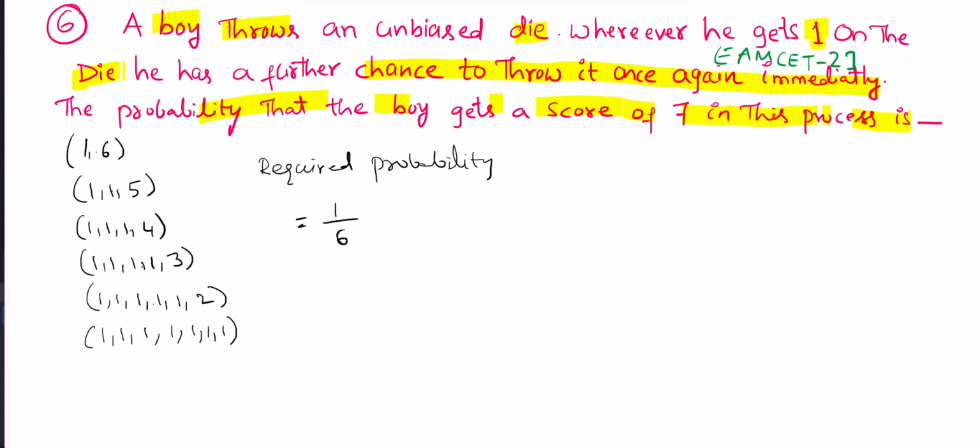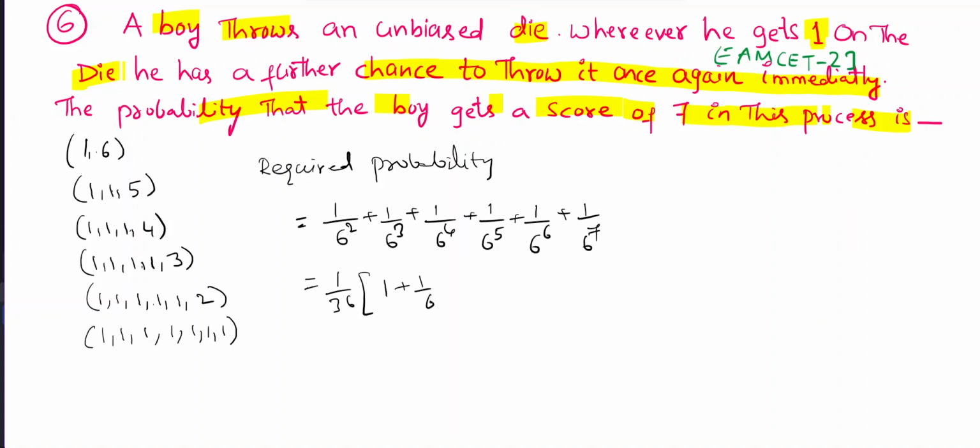first one is 1 by 6 square, and second one is 1 by 6 cube, and third one 1 by 6 power 4, this is 1 by 6 power 5, 1 by 6 power 6 plus 1 by 6 to the power of 7. So take 1 by 6 square common, that is 1 by 36 into 1 plus 1 by 6 plus 1 by 6 square plus 1 by 6 cube plus 1 by 6 power 4 plus 1 by 6 to the power of 5.